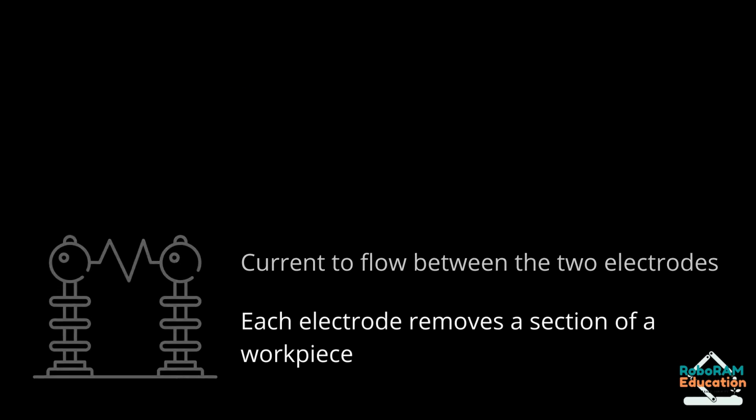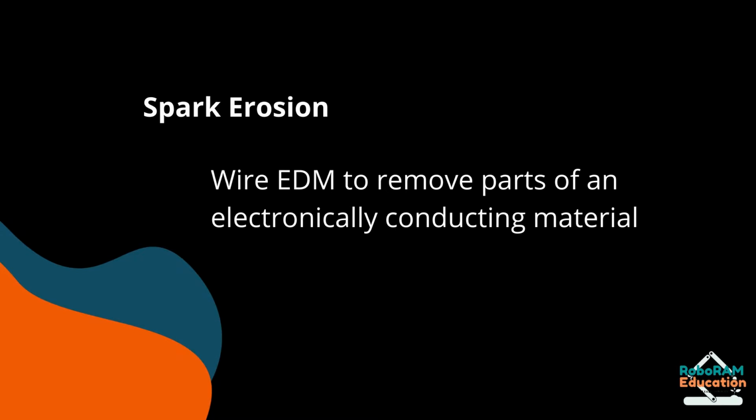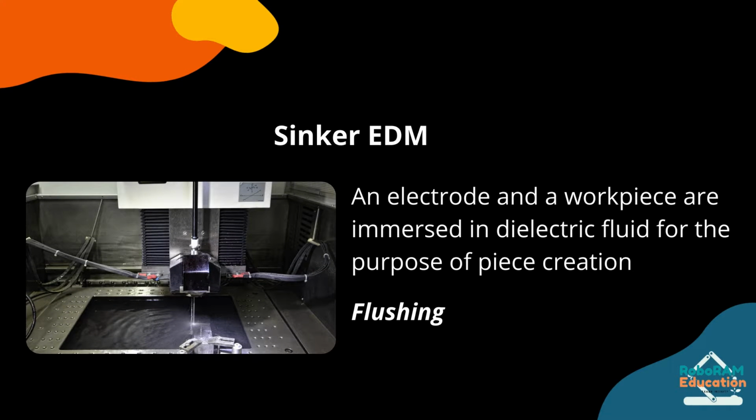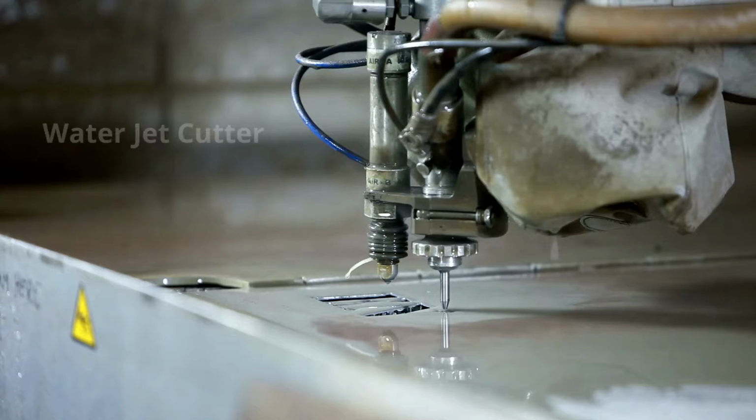EDM subtypes include the following. Spark erosion is used in wire EDM to remove parts of an electronically conducting material. Sinker EDM is a type of EDM in which an electrode and a workpiece are immersed in dielectric fluid for the purpose of piece creation. The detritus from each finished workpiece is carried away by a liquid dielectric, which appears once the current between the two electrodes has stopped and is supposed to eliminate any further electric charges, in a process called flushing.